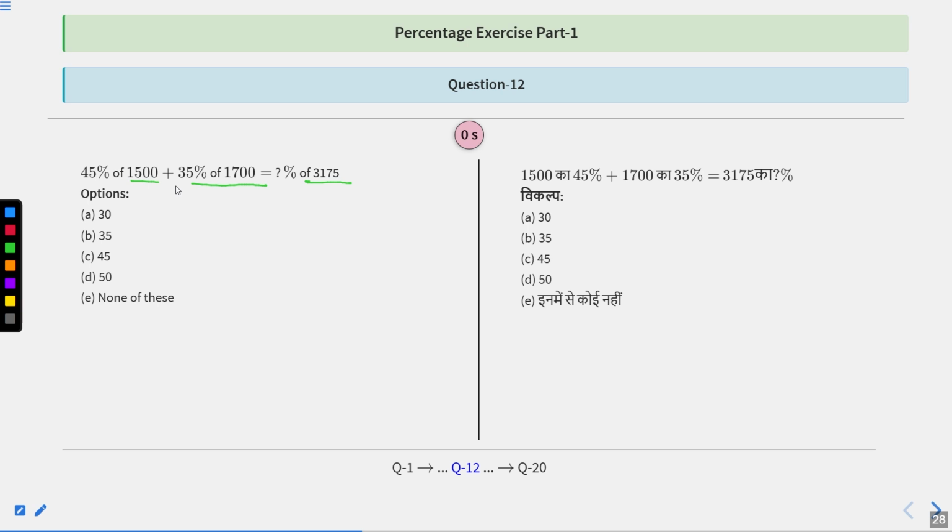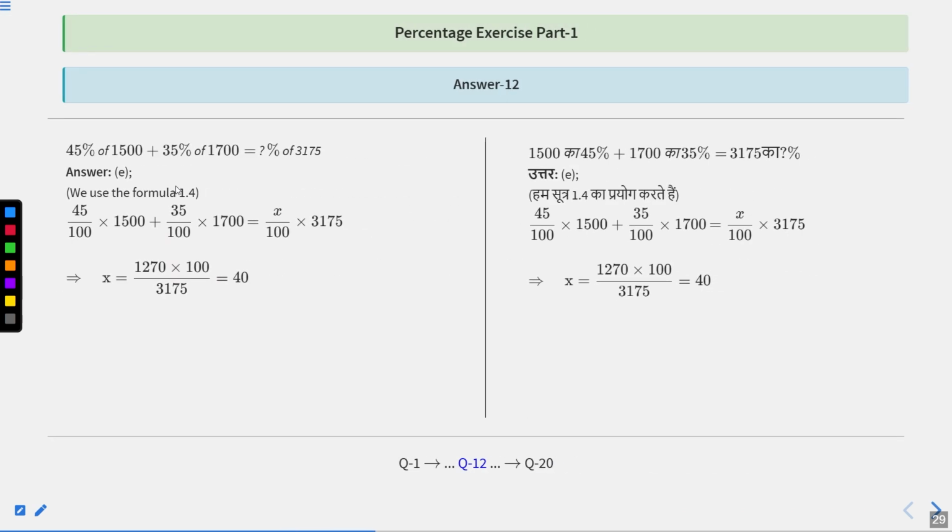Now time's up. Let's see the solution. We use the formula 1.4 again. What we will do, we make the percentage value in fraction form. So 45 upon 100 multiplied by 1500 plus 35 upon 100 multiplied by 1700 is equal to, we put x in place of the question mark.